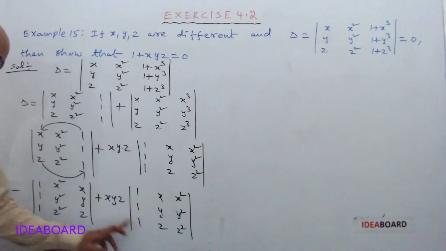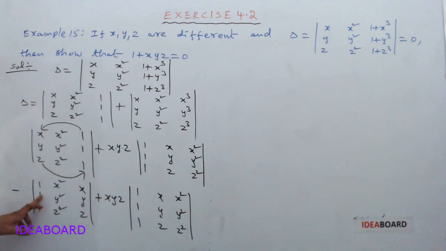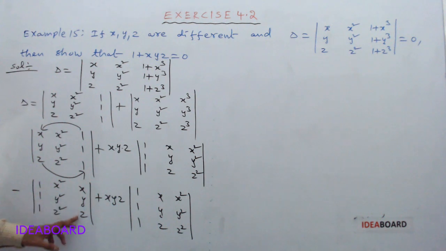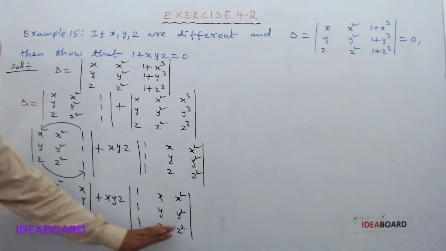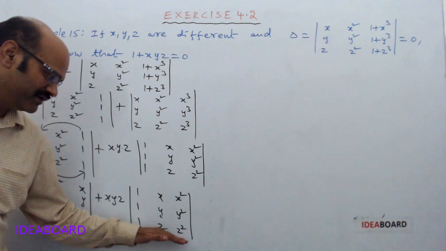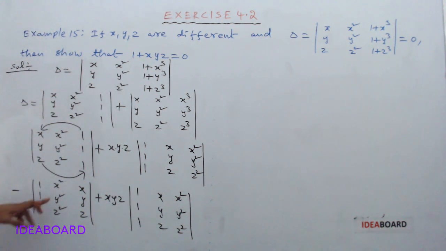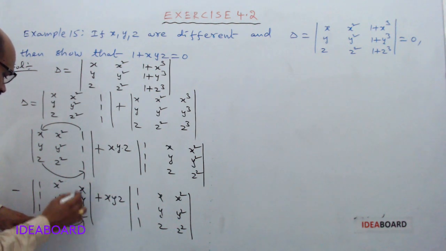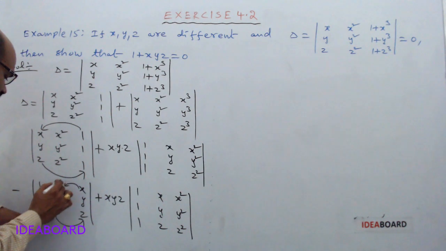Here we are having 1, 1, 1, column 1 same. But when you come to column 2 we are having x square, y square, z square. Here you have x, y, z. So x, y, z must be in the second column according to this determinant. In fact these two are the same only. When you interchange these two, first determinant and second determinant will be the same only. So now, by interchanging column 2 and column 3, write C2 in C3 place and C3 in C2 place.